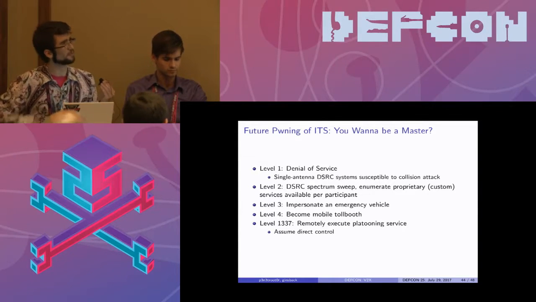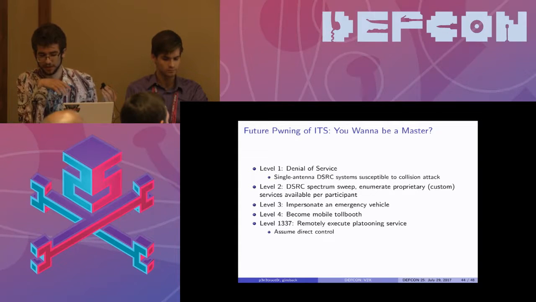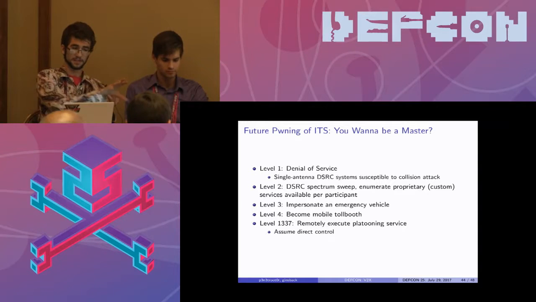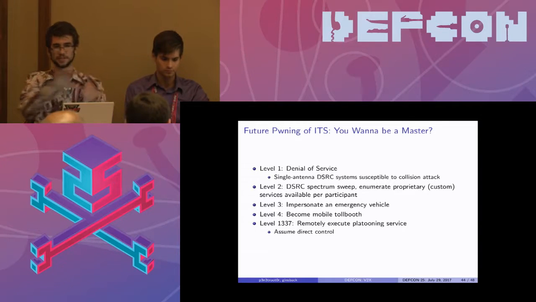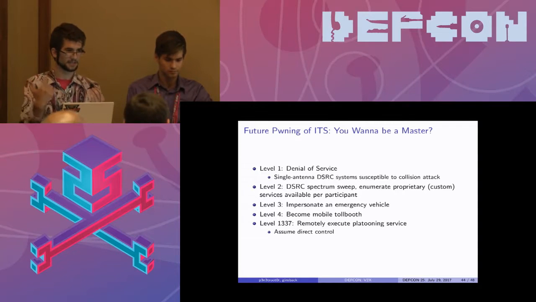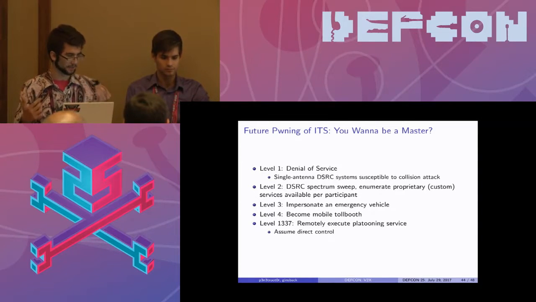You can perform denial of service on, say, a single antenna. Well, you can perform denial of service on the PKI infrastructure. The example here we give is on single antenna systems, where you can actually cause a collision attack by transmitting out of sync with the rest of the nearby network.